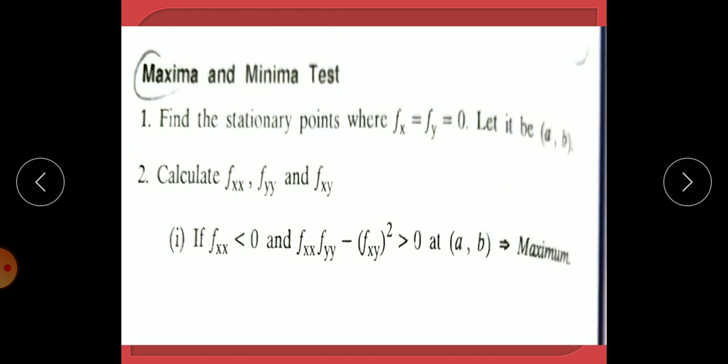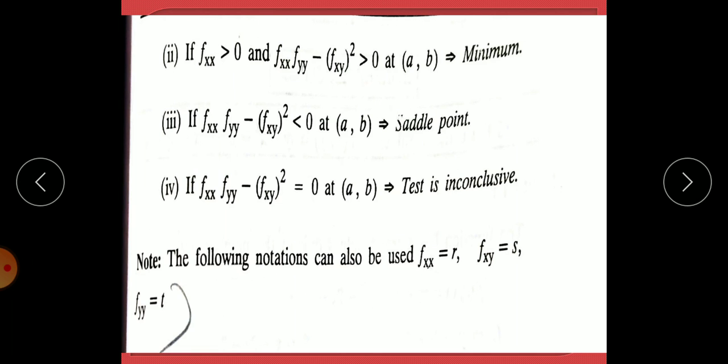Next we are going to calculate fxx, fyy and fxy. If fxx is less than 0 and fxx fyy minus fxy the whole square is greater than 0 at (a, b), it is a maximum. If fxx is greater than 0 with the same condition, it is a minimum. If it is less than 0, it is a saddle point. If it is equal to 0, the test is inconclusive.